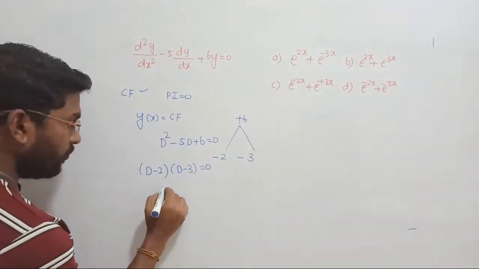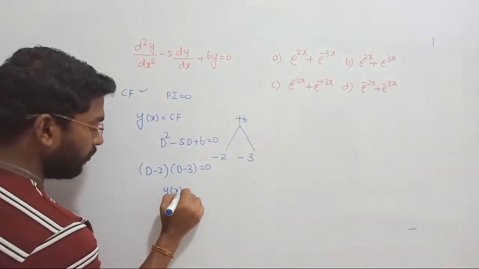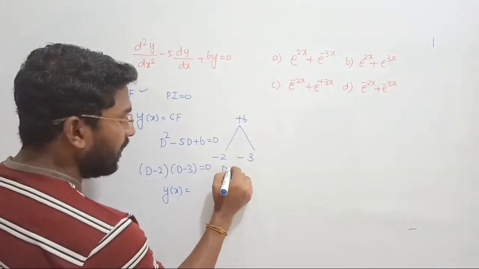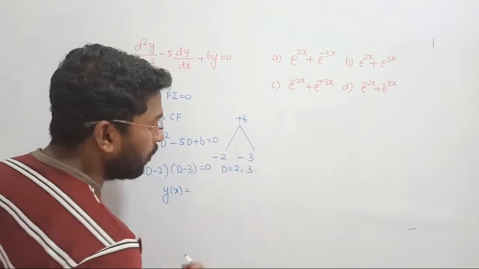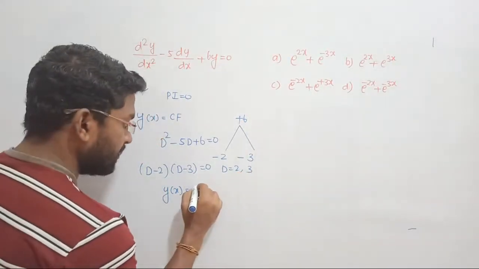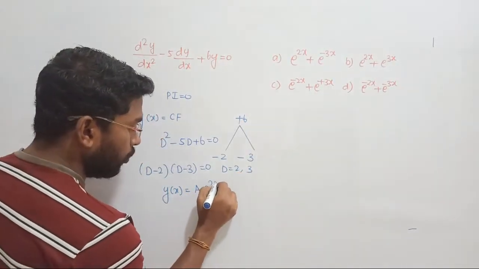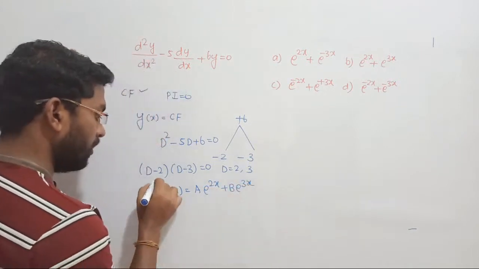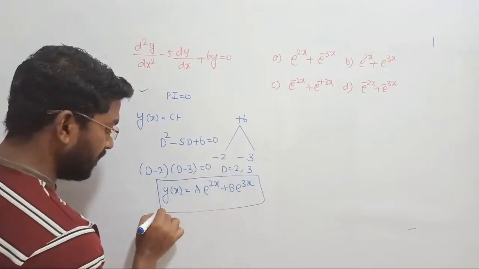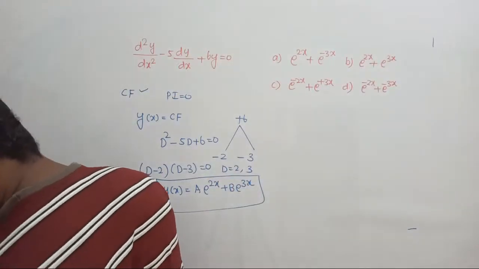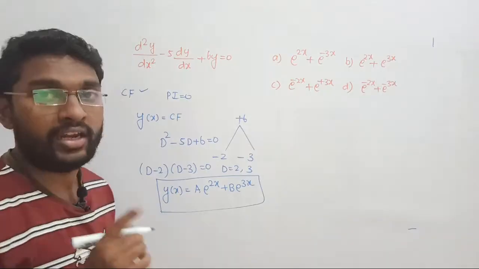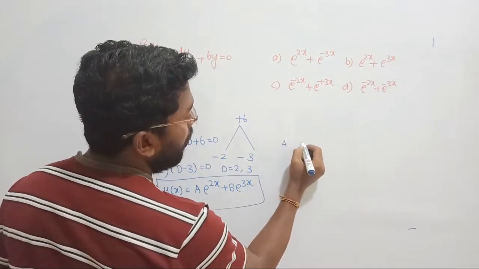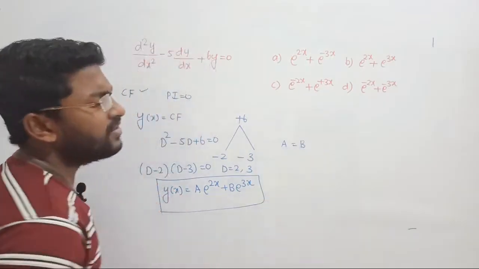So the answer can be written as y of x equal to, (D minus 2)(D minus 3) means D equal to 2, D equal to 3. So your answer is A into e power 2x plus B into e power 3x. Did they give any initial conditions in the question? No. Since they are not given, you have to understand one more thing: since A and B are arbitrary constants, these values can be anything.